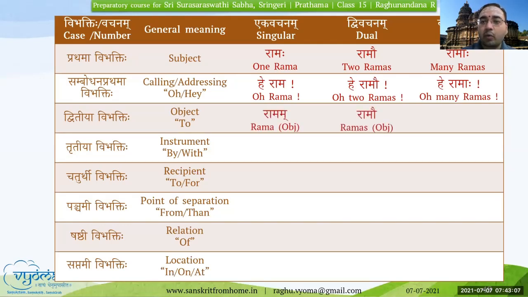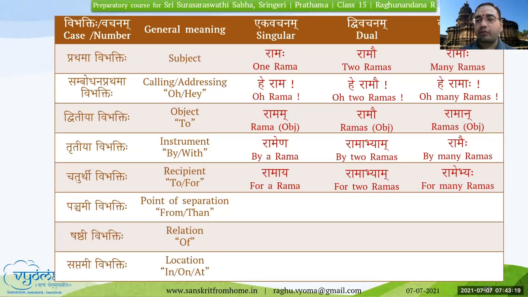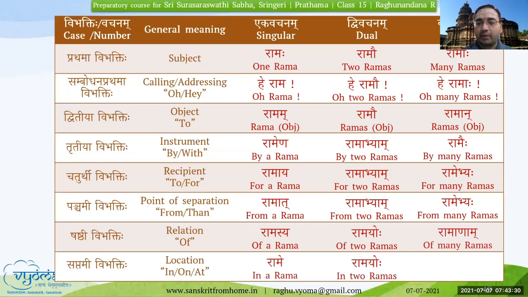Ramam, Ramo, Raman. Similarly, Ramena, Ramabhyam, Ramaihi. Ramaya, Ramabhyam, Ramebhyaha. For a Rama, for two Ramas, and for many Ramas. Ramat, Ramabhyam, Ramebhyaha. Ramasya, Ramayoho, Ramanam. Rame, Ramayoho, Rameshu.